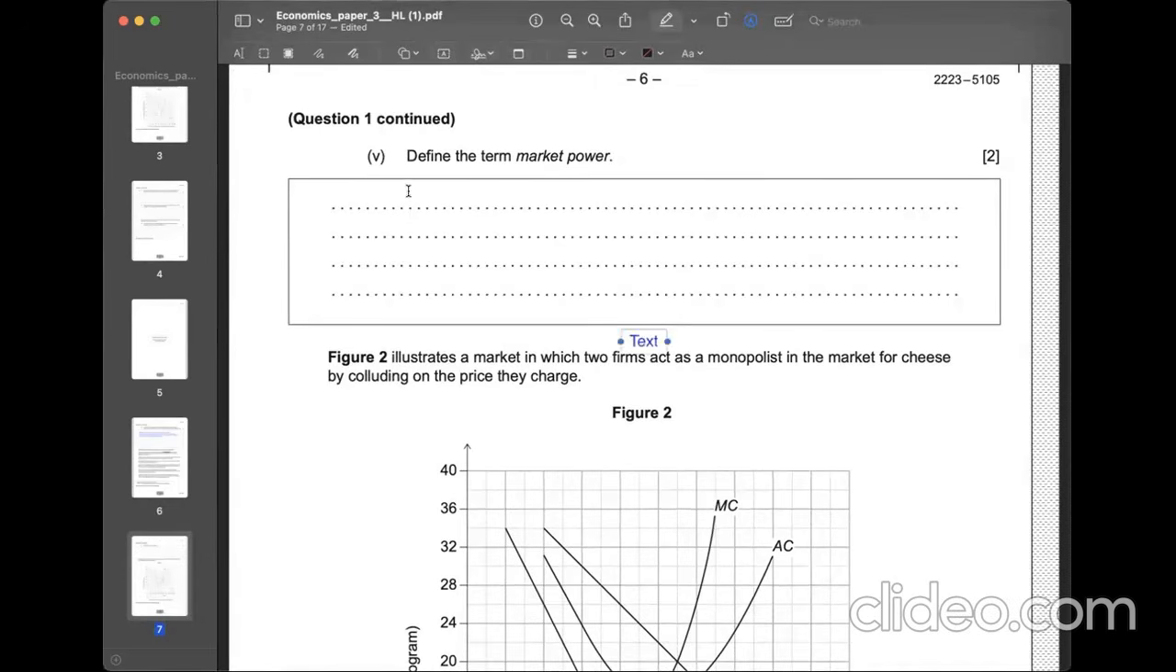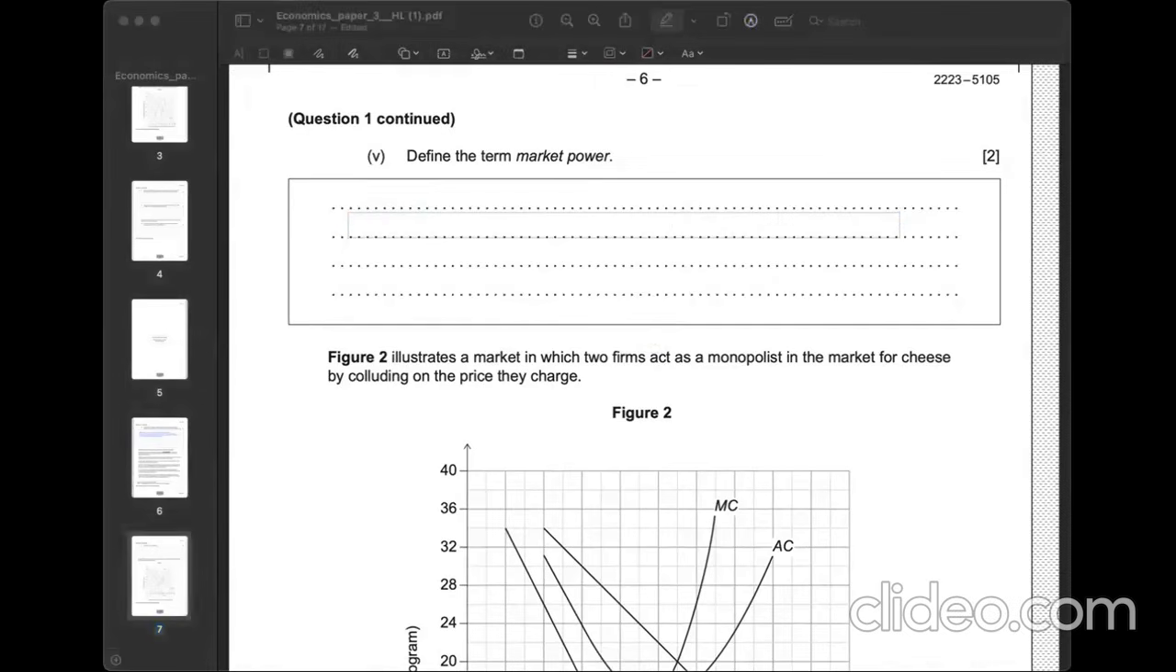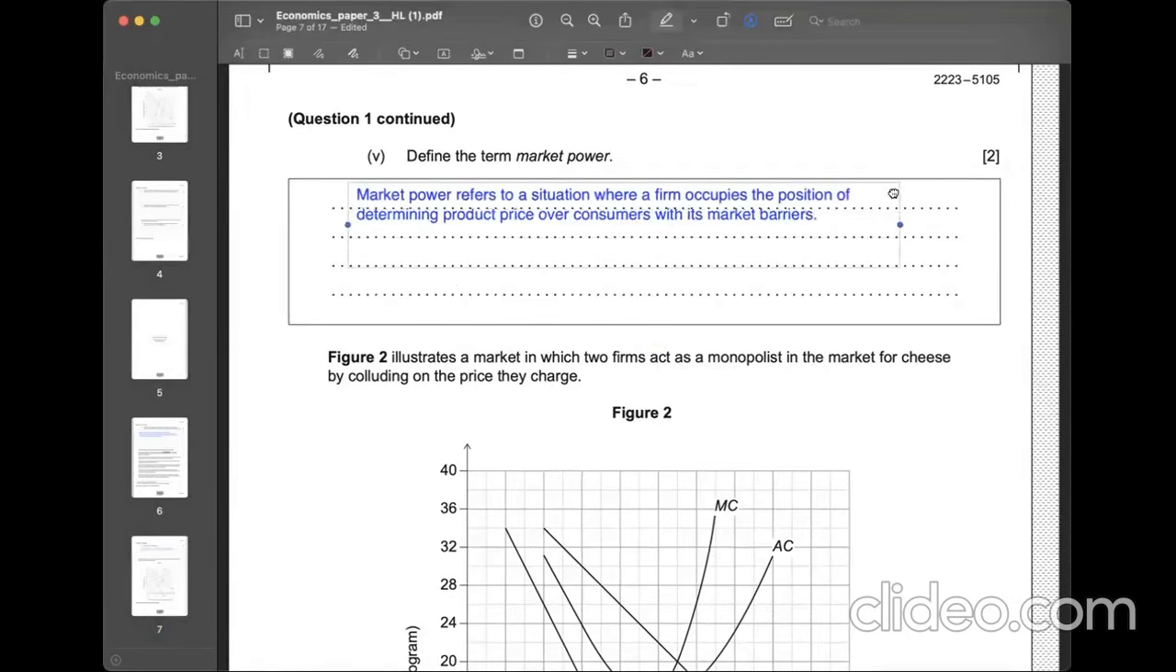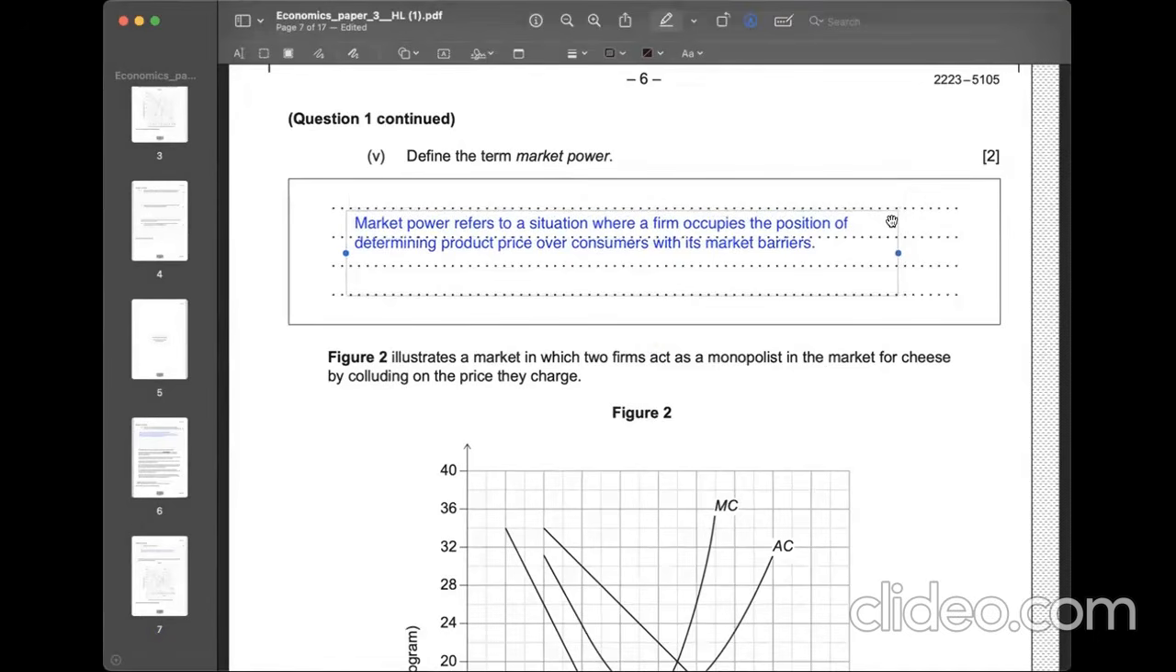Next question, a simple question, 2 marks. Define the term market power. What does it mean for one firm or some firms to have market power? Market power refers to a situation where a firm occupies the position of determining product price. That's the key information, so that it is able to have some control over consumers with its diverse types of market barriers, such as patents or technology or whatever.